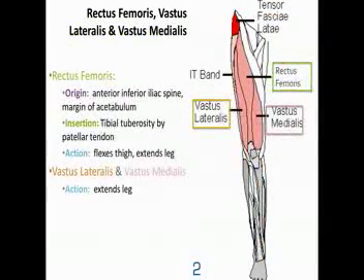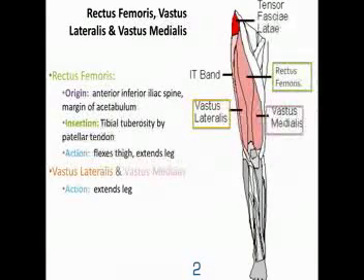All right, now we can actually talk about them in greater detail here. Rectus femoris. The origin point of rectus femoris is the anterior inferior iliac spine, and then the portion of the acetabulum which is called the margin of it. So it's just a margin of the acetabulum there. And if you remember, that acetabulum was found on the os coxae. The insertion point of rectus femoris is the tibial tuberosity by the patellar tendon.